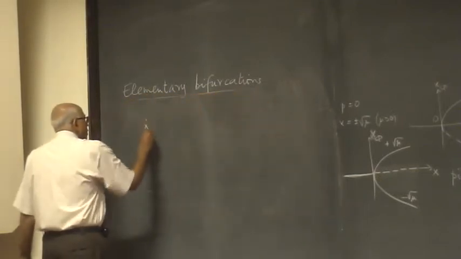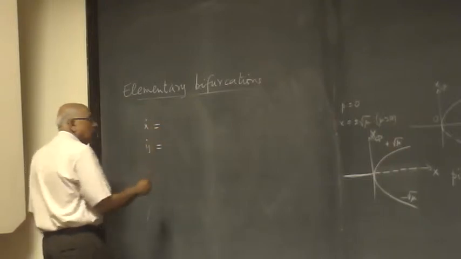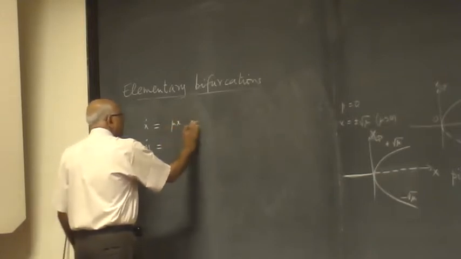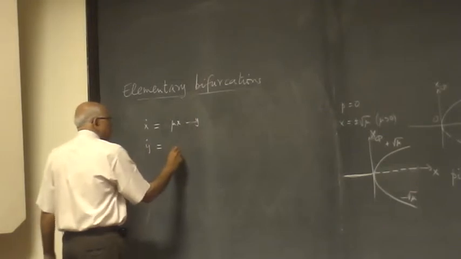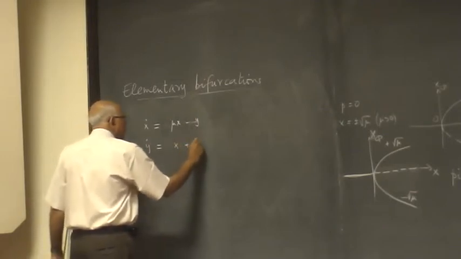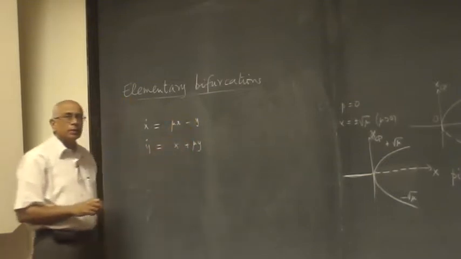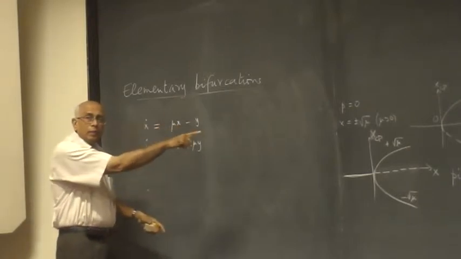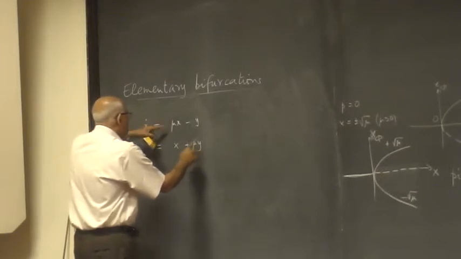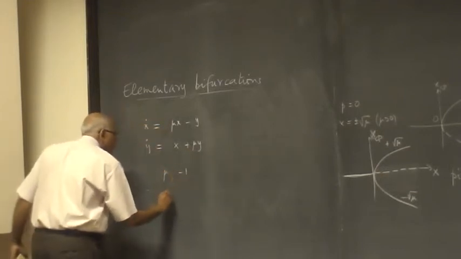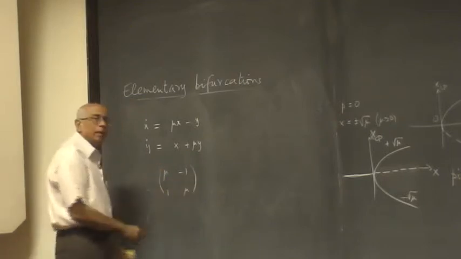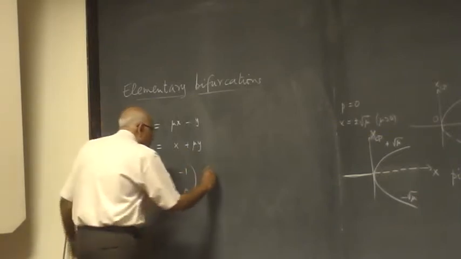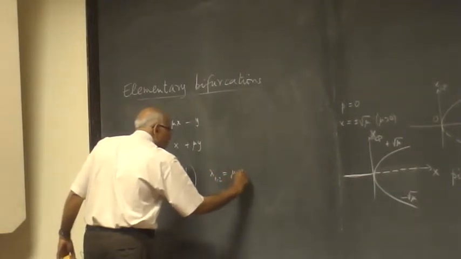It goes like this: x dot, y dot equal to a linear function on this side, which is of the form mu x minus y, and then x plus mu y. These are the linear terms here. And you can see what this is going to do. I'm going to add nonlinear terms to it. The linear matrix is mu, minus 1, 1, mu. This is the L matrix. The eigenvalues are mu plus or minus i. So lambda 1, 2 equals mu plus or minus i.